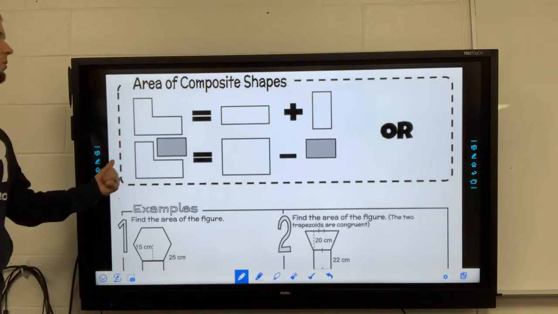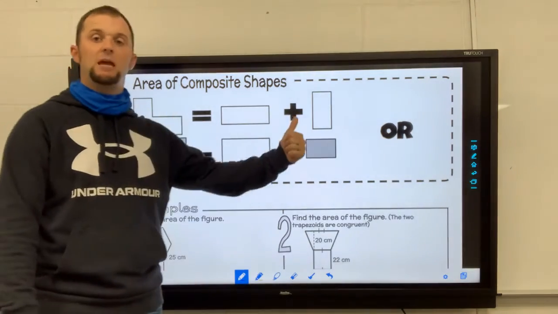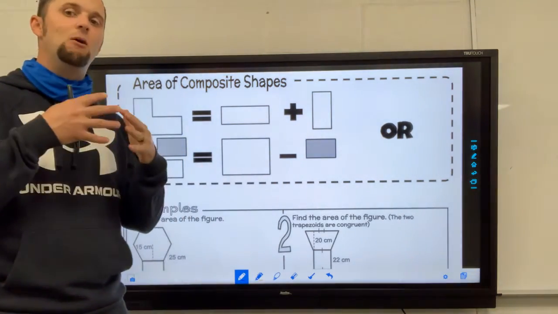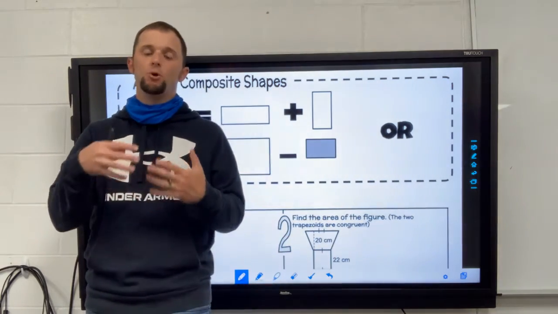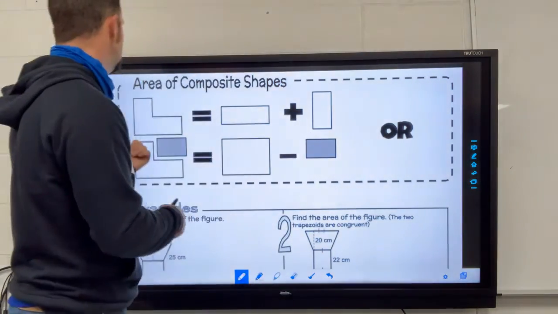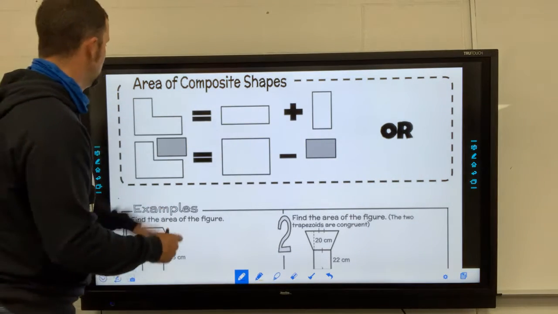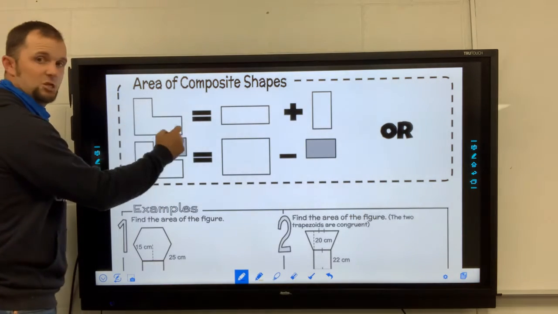All right, so real quick, what I just said a while ago: the area of composite shapes is basically looking at one specific shape given to you and trying to cut it into multiple pieces so it'll help me find the area of that shape. So for instance, in this first part right here, I am given this shape, which looks like an L shape.